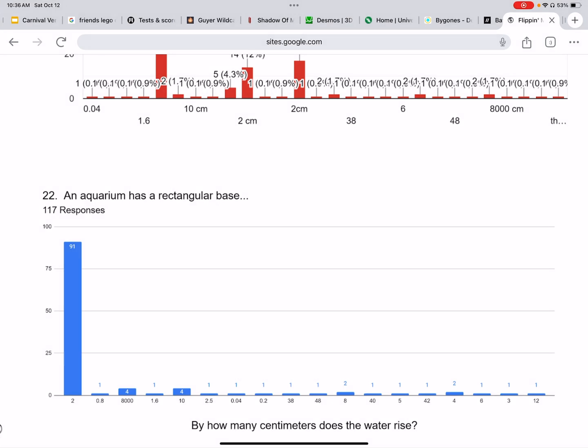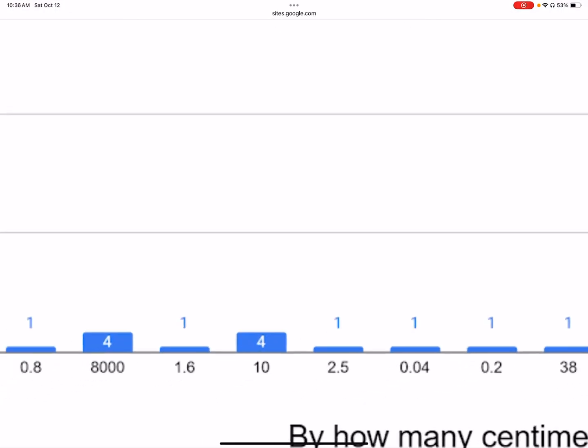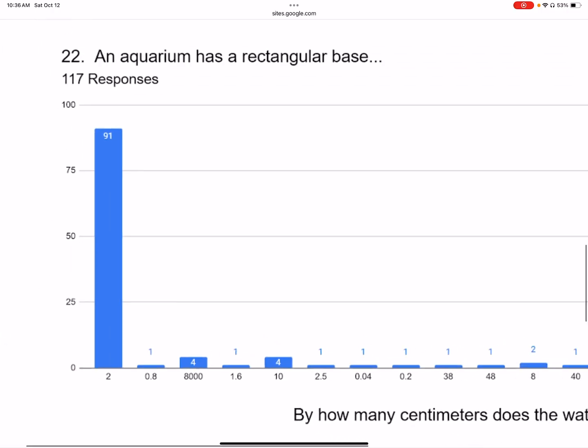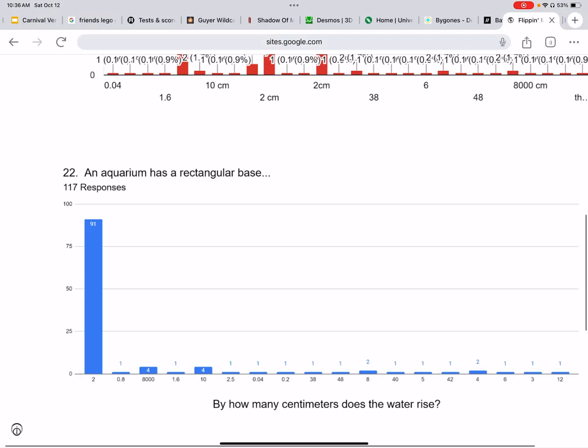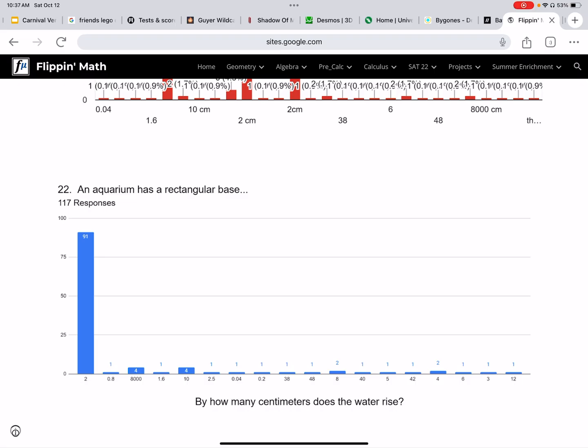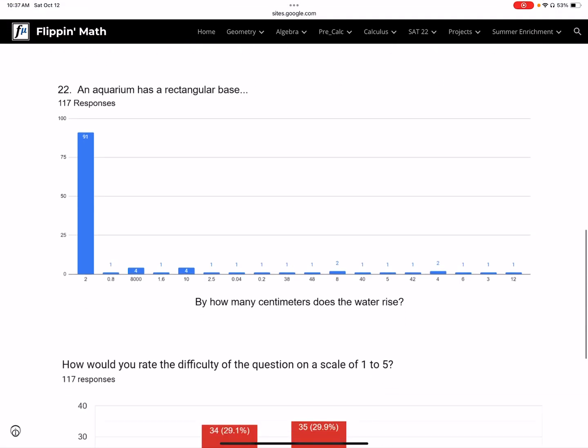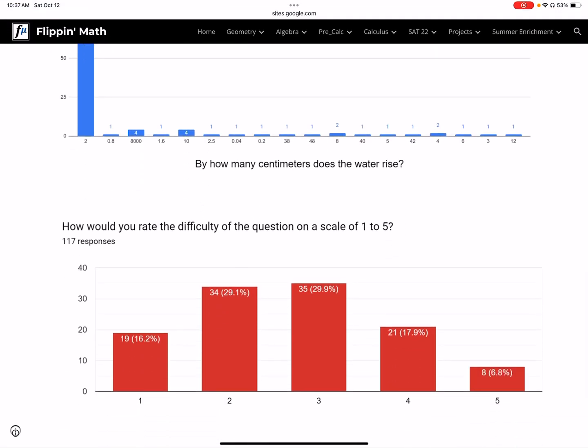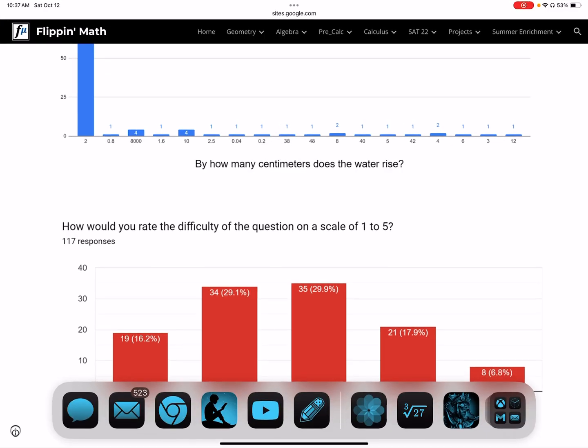Most common incorrect answer, it looks like, not by much, is either 10 or 8,000. 10, not sure where that's coming from. The 8,000, I think that's the volume of the brick itself. Okay, so we thought difficulty-wise, this looks like it's somewhere around the medium level, maybe skewed a little bit towards the easier side. So let's take a look at the actual solution.